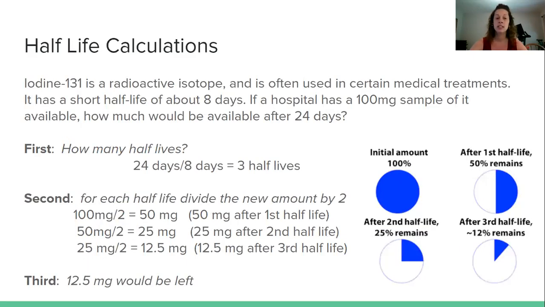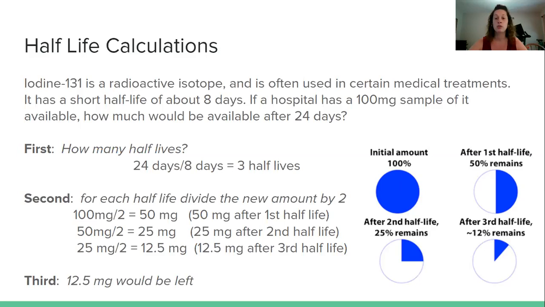When we calculate this, you're essentially just dividing by 2 every time. But first, you have to figure out how many times do I have to divide by 2? How many half-lives occur? So in the example provided, it says iodine-131 is a radioactive isotope and is often used in certain medical treatments. It has a short half-life of about 8 days. If a hospital has a 100 milligram sample of it available, how much would be available after 24 days?